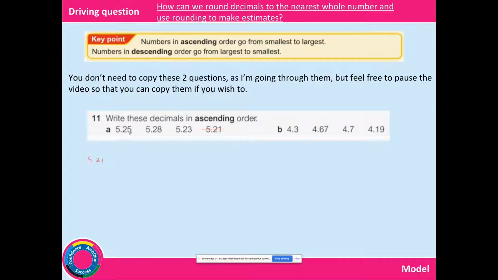Let's check out the last 3 numbers. Remind myself I've got 5 hundredths, 8 hundredths, and 3 hundredths. So the 3 is my next smallest number, 5.23. And I'm going to cross it out. I've got 2 numbers left to compare. I've got 5 in this hundredths column and 8 in this hundredths column. So 5 is the smaller of the 2 numbers. I write that one next. When I cross that one out, I'm only left with 1 number, which must be my biggest number, and I write that one last.